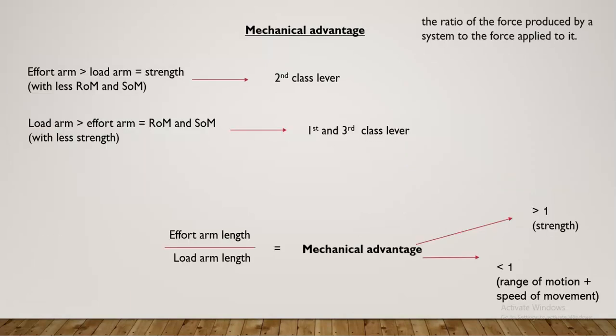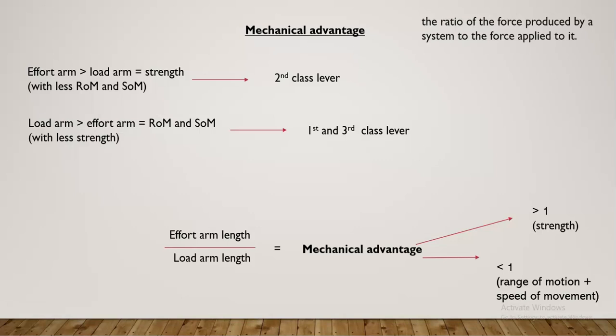Now, if the load arm is a greater distance than the effort arm, this typically demands a greater range of movement and a greater speed of movement. Now, this is typically tailored towards a first and third class lever, as they are not typically designed for strength, but greater ranges of motion and a greater speed of movement.